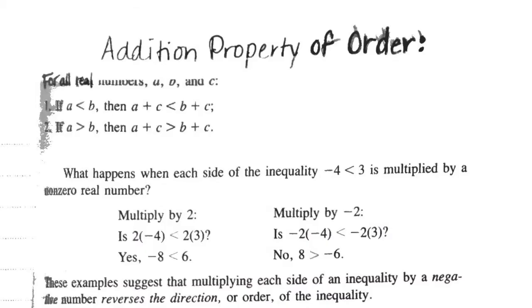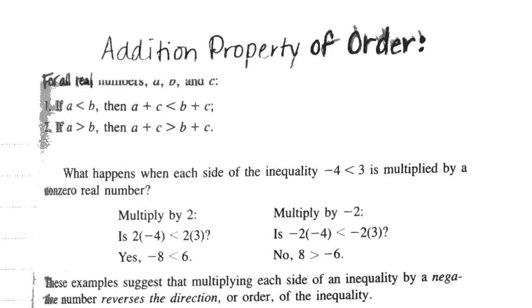So this brings us to the addition property of order. It says for all real numbers a, b, and c, if a is less than b, then a plus c is less than b plus c. If a is greater than b, then a plus c is greater than b plus c.